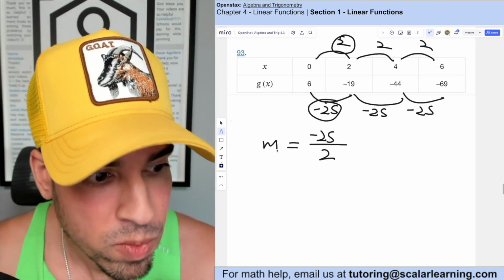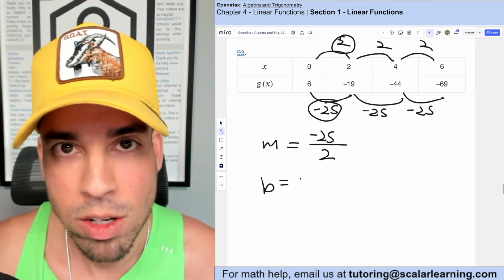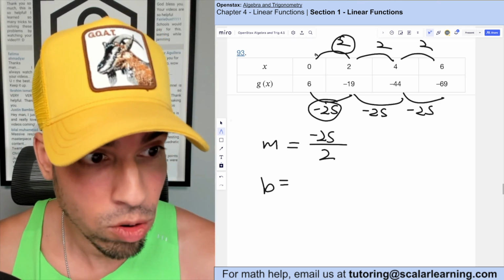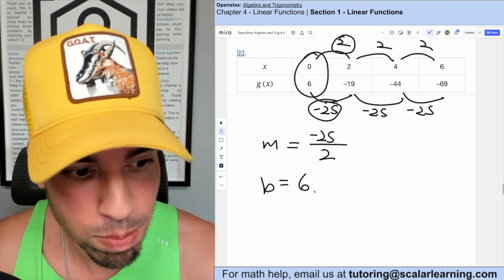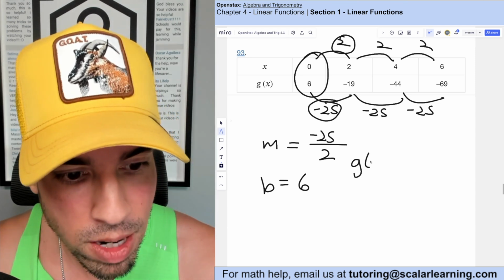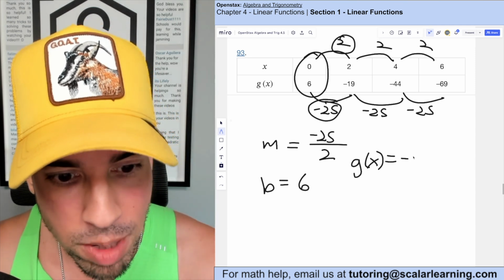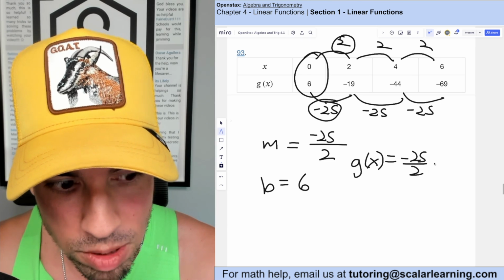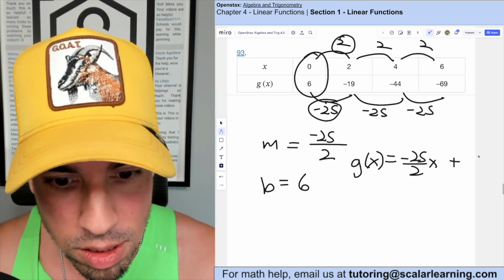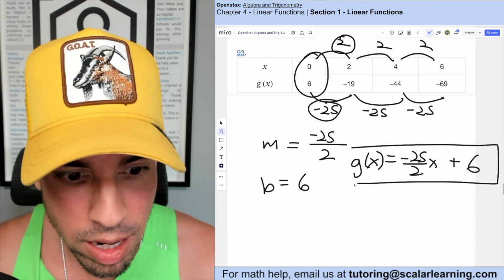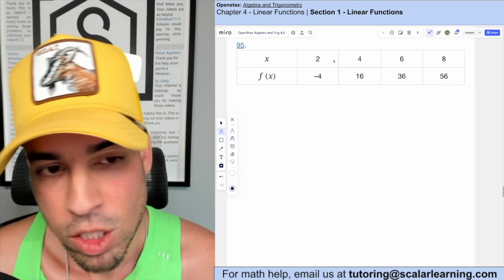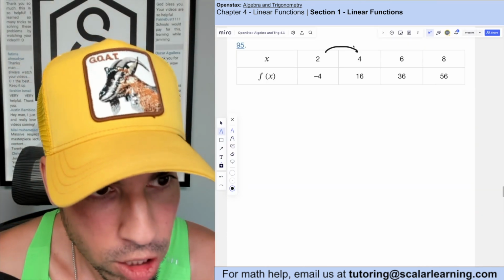So there's my slope. What about my y-intercept? Well, the y-intercept occurs when x equals 0. Look at this. It's right there. My y-intercept is positive 6, which means my final linear function could be my slope, negative 25 over 2 times x, plus the y-intercept, plus 6. There is the winning answer. Boom, done.